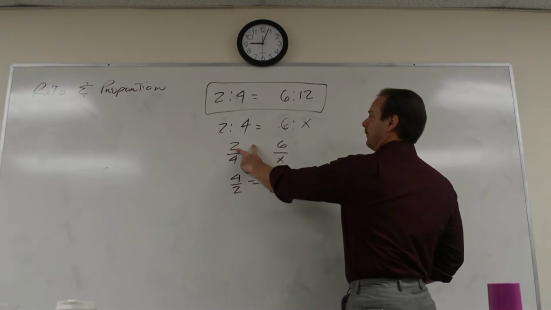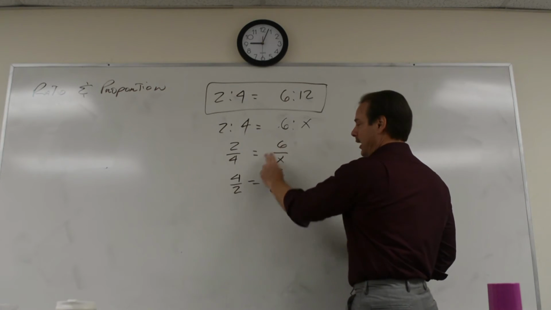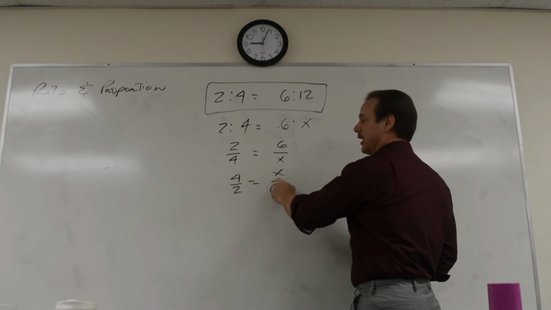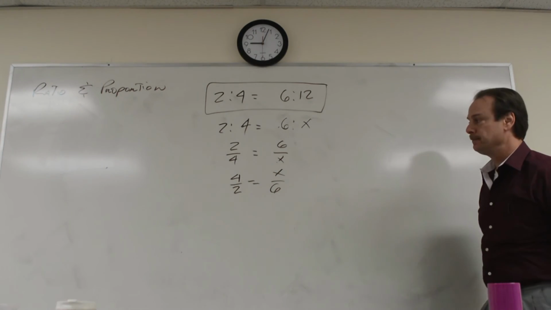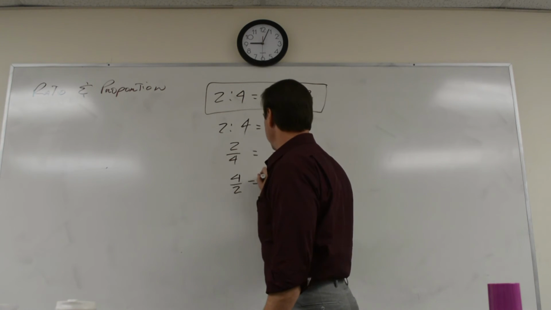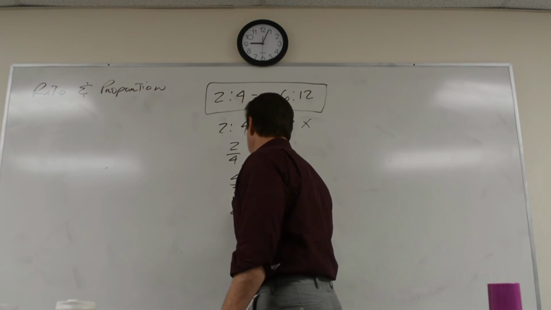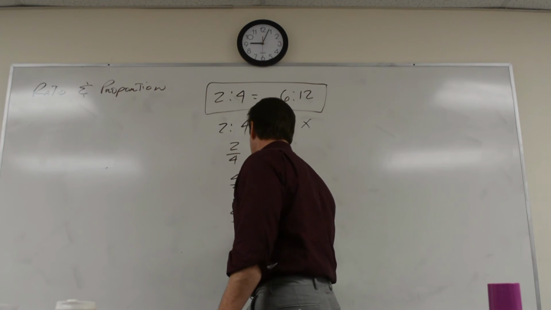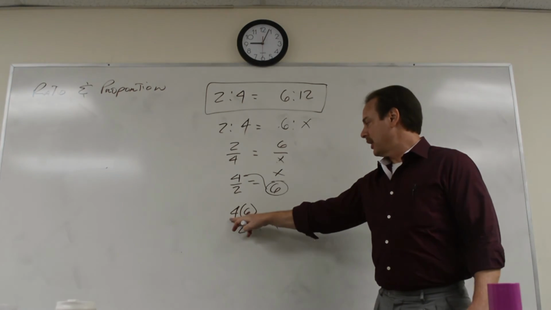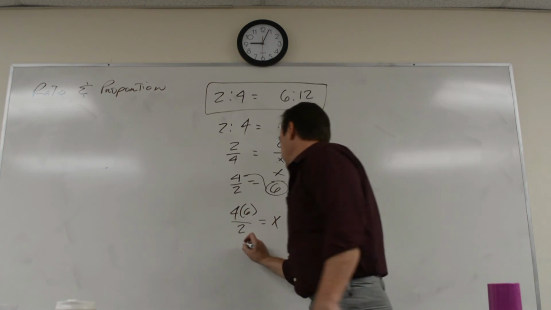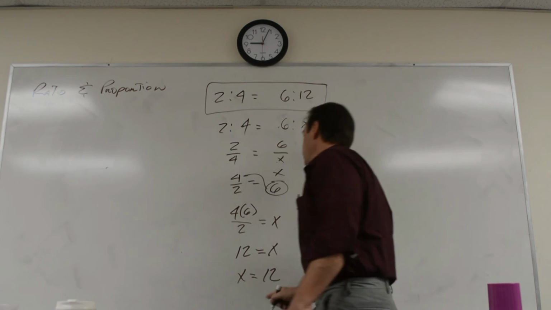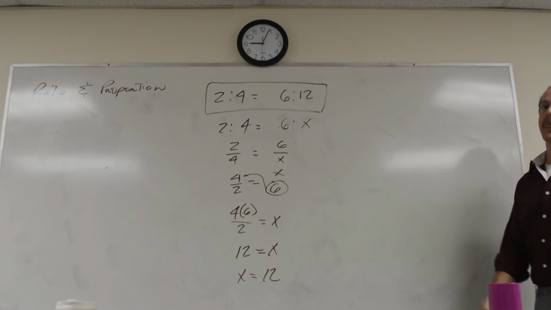Now notice here, horizontally the 2 and the 6 were aligned. Over here, the 2 and the 6 are still aligned. Over here was the 4 and the x, it's still 4 and x. We just flip both ratios over. All we have to do to solve this, one step, move the 6 over here with the 4. 4 times 6 divided by 2 equals x. This is 24 divided by 2 is 12. Was our answer right? Yeah. Works every time.